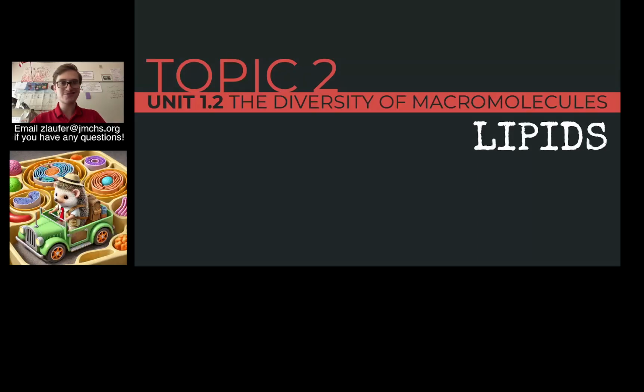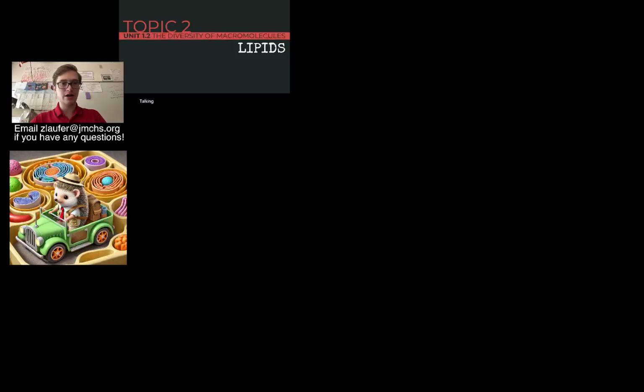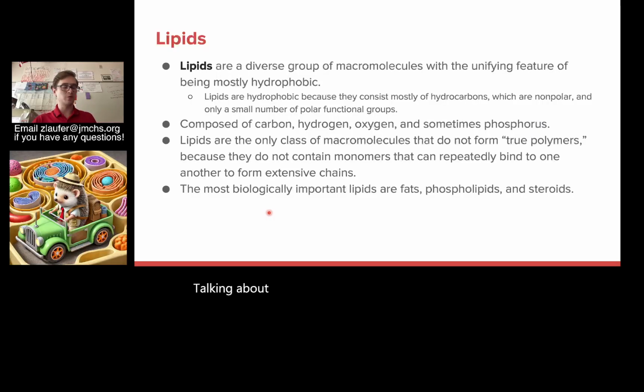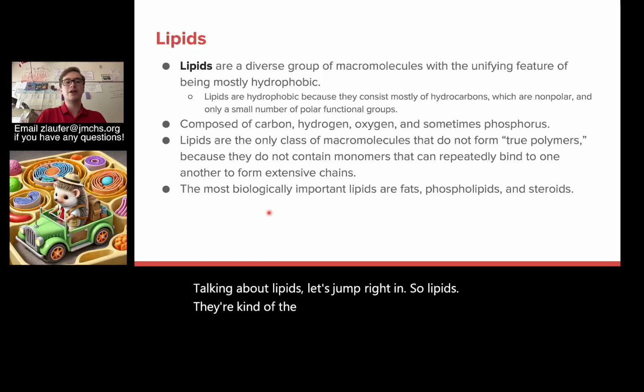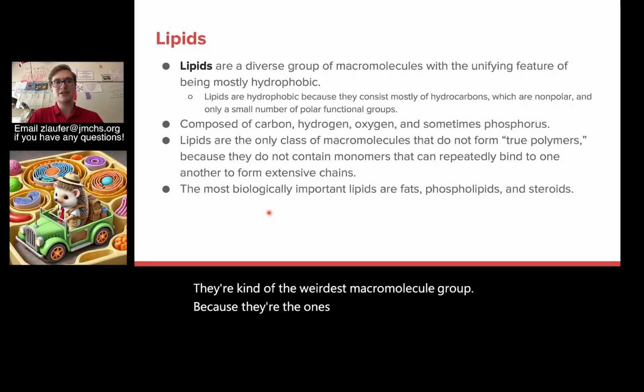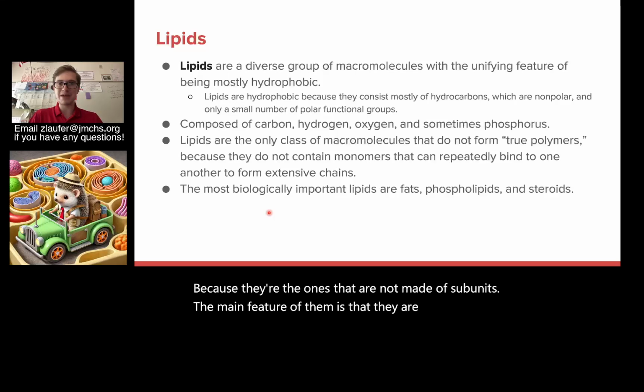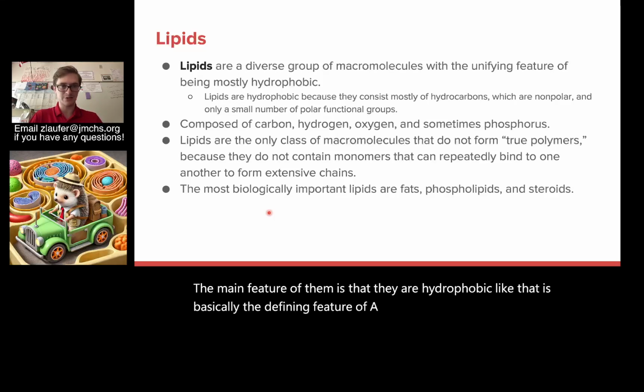Okay, talking about lipids. Let's jump right in. So lipids, they're kind of the weirdest macromolecule group because they're the ones that are not made of subunits. The main feature of them is that they are hydrophobic. Like, that is basically the defining feature of a lipid, is that it is a hydrophobic macromolecule.